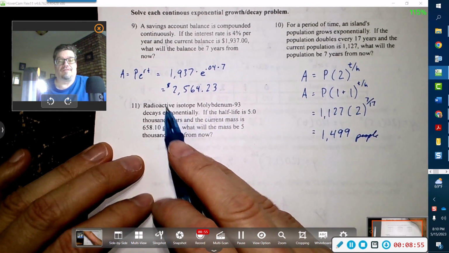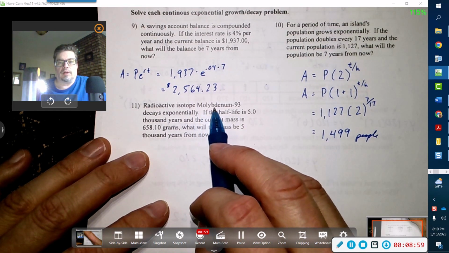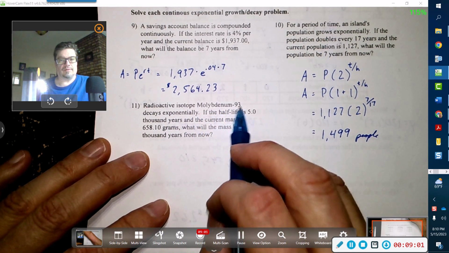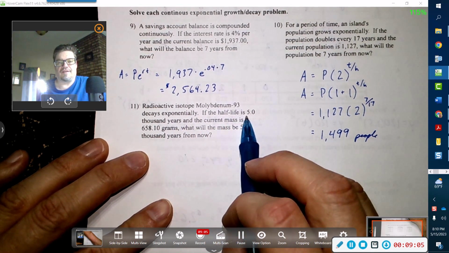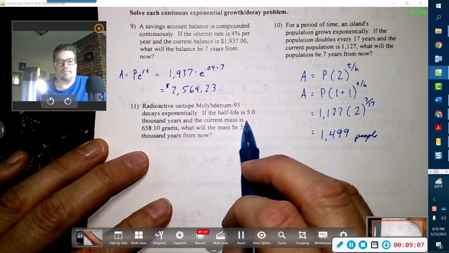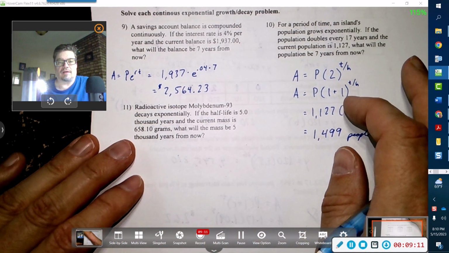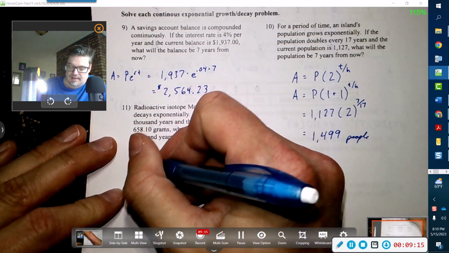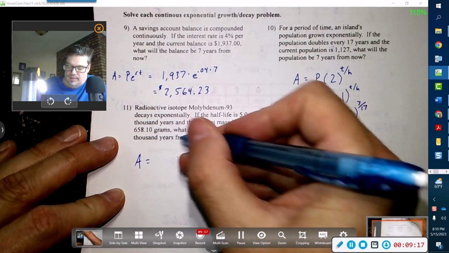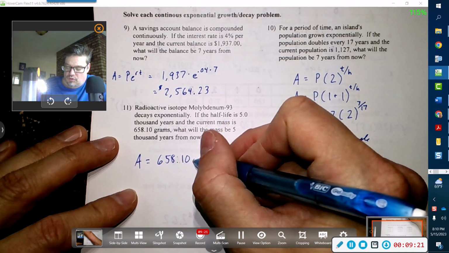Now here's a true half-life problem. A radioactive isotope, molybdenum 93, which is an isotope, decays exponentially. If the half-life is 5,000 years and the current mass is that many grams, what will the mass be 5,000 years from now? Now this is interesting, because we do know that we started off with 658.10 grams.